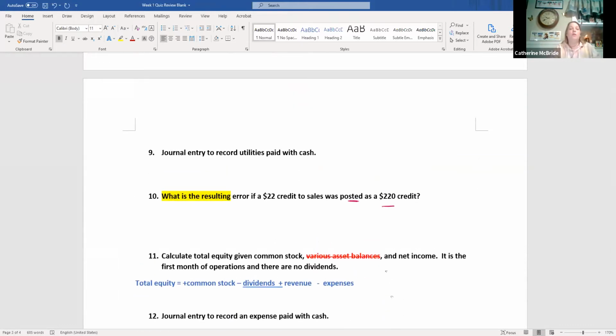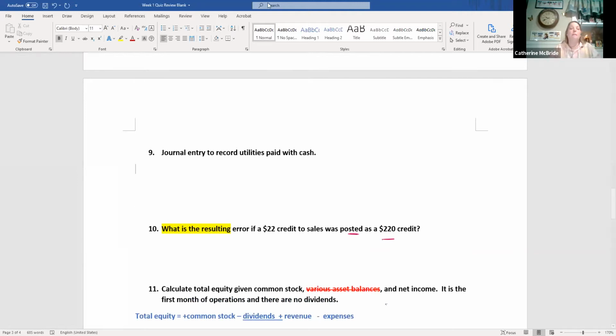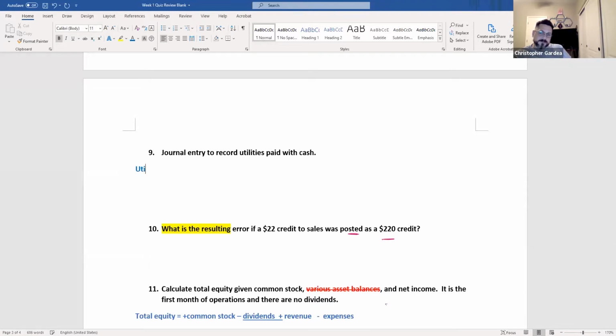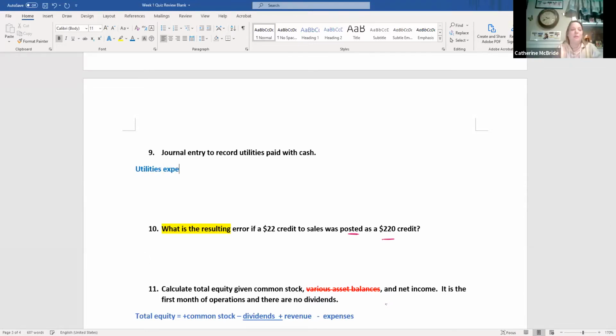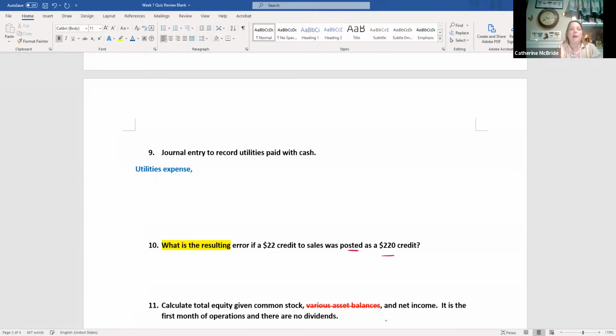Okay, another example. Journal entry to record utilities paid with cash. So you have to think about what happened. Okay, utilities were paid with cash. So we had the utilities and we wrote a check for them. All right, what two accounts are affected? Utilities expense, debited. Yeah, and it is. What's the other account? Cash. Credit cash. The other account is cash. We paid with cash. You're good at this. Utilities expense, did it increase or decrease? Increased. Yeah, utilities expense increased.